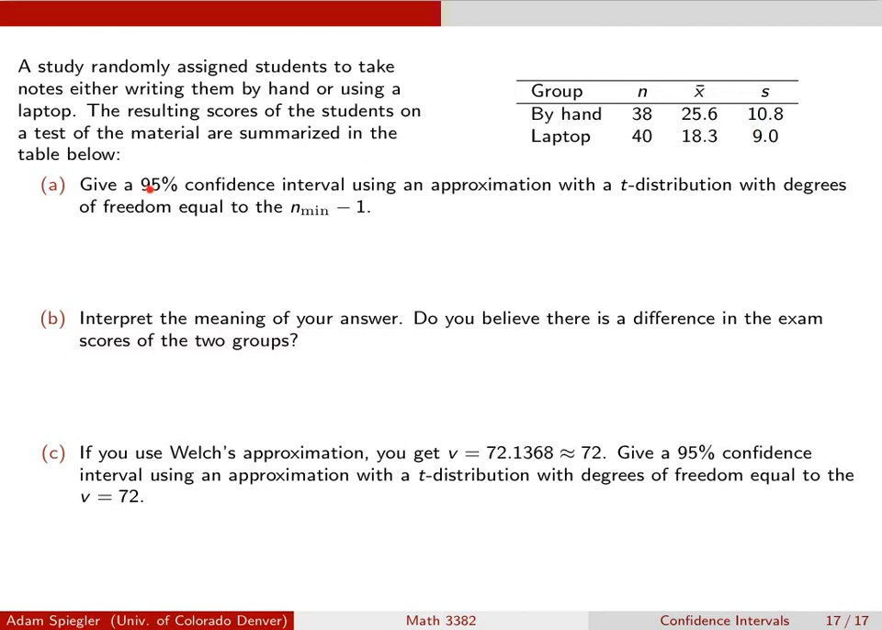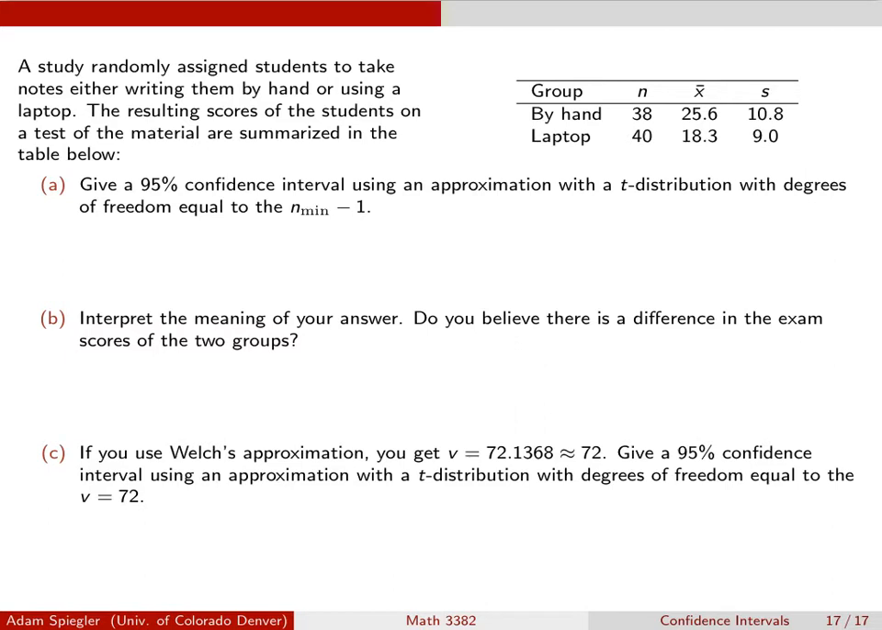So in part A, we want to find the 95% confidence interval, and we're going to do this using a t-distribution with degrees of freedom that we find using the conservative approximation, where we let the degrees of freedom be the minimum sample size minus 1.